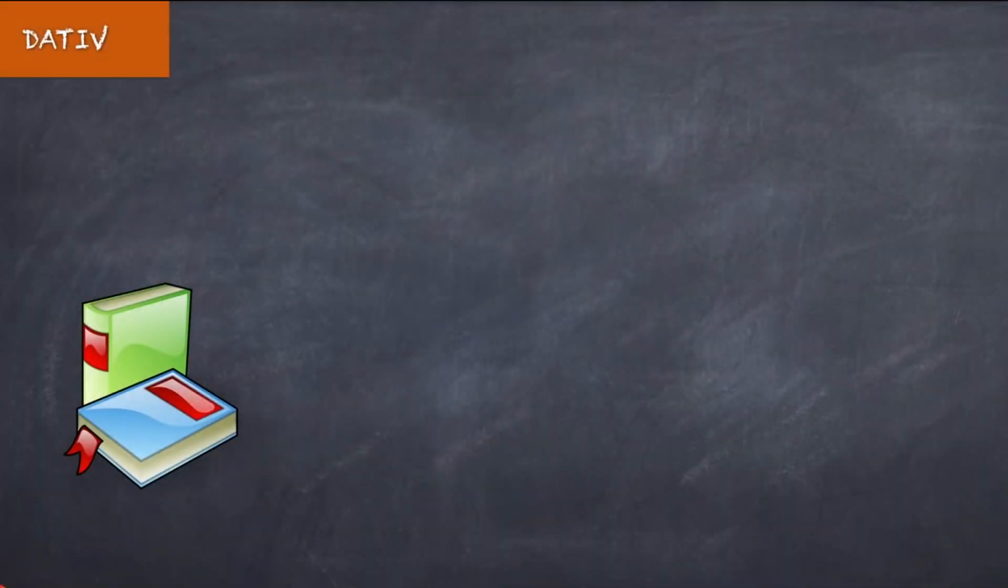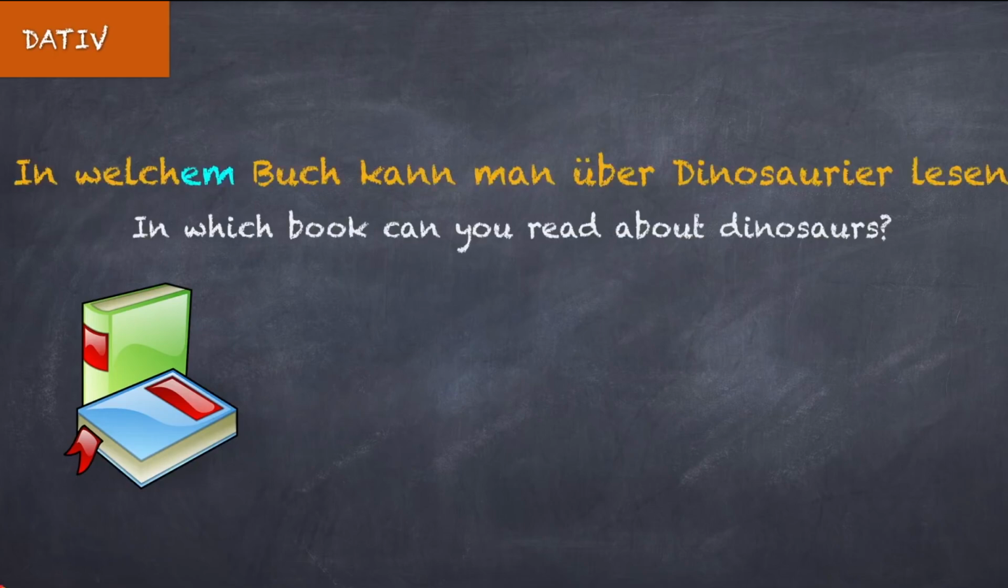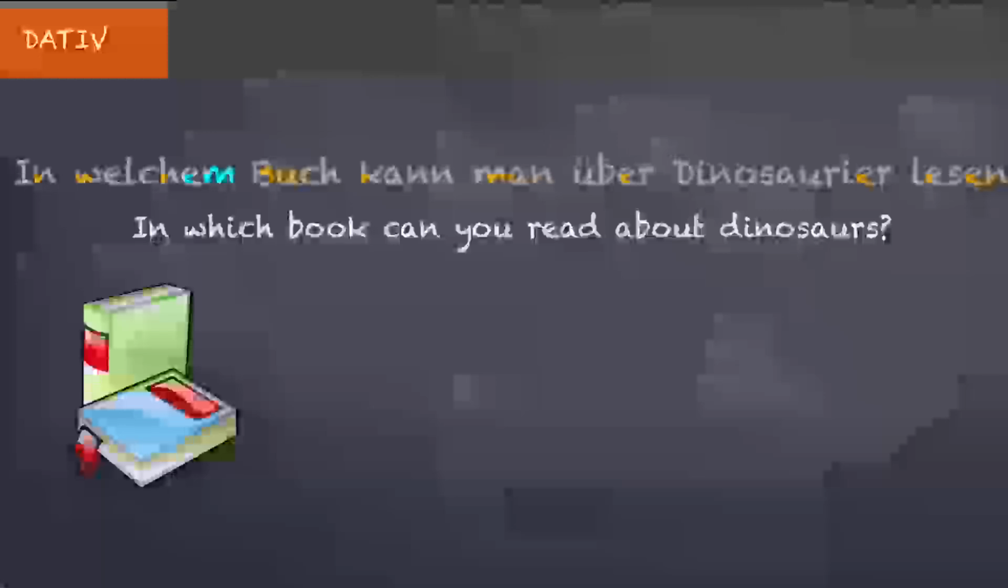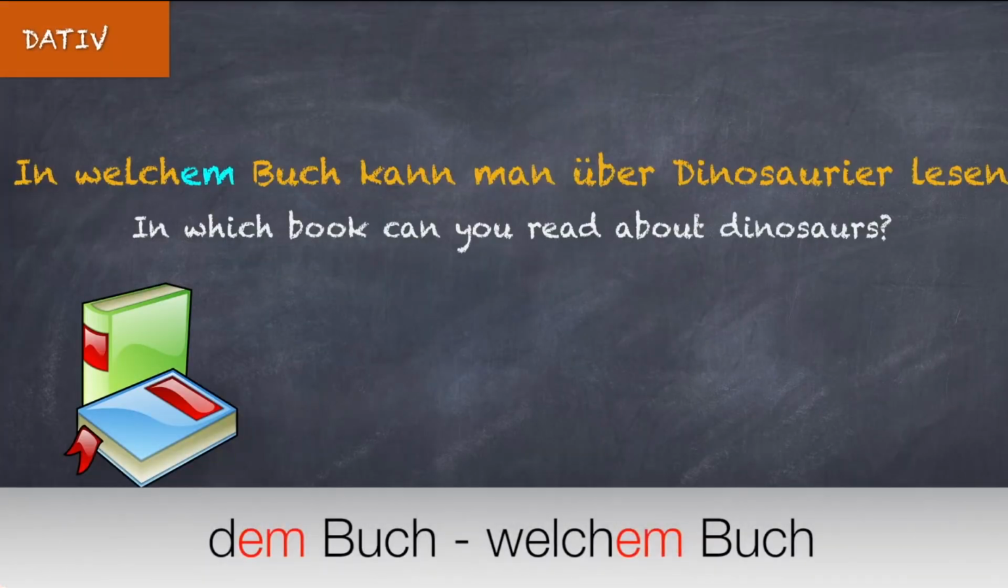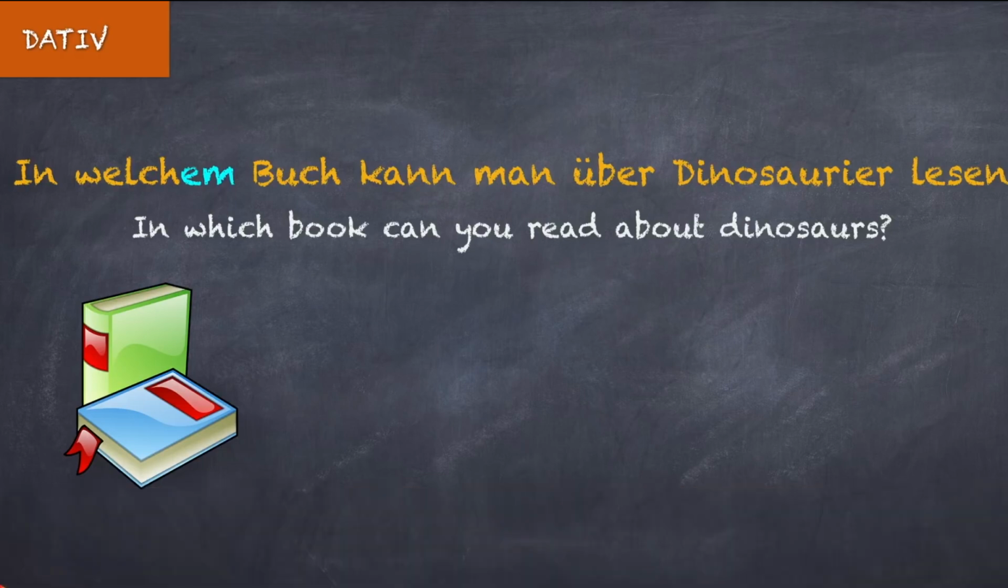In the dative case, however, das changes to dem. Dem is the same as the masculine article. So can you guess what will be the ending for welch? Exactly. In welchem Buch kann man über Dinosaurier lesen? Since das Buch changes to dem Buch, welches Buch changes to welchem Buch. The ending em comes from the dative article dem. The answer is in dem Blauen.